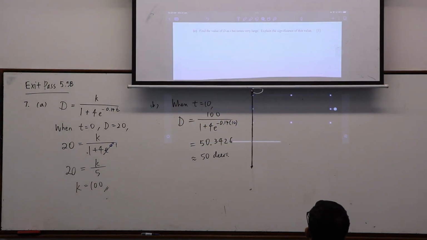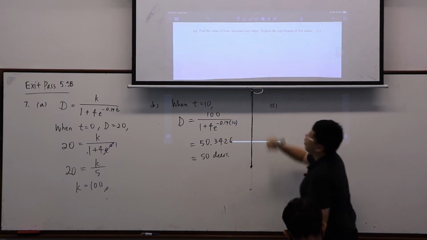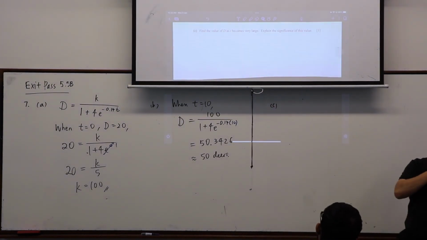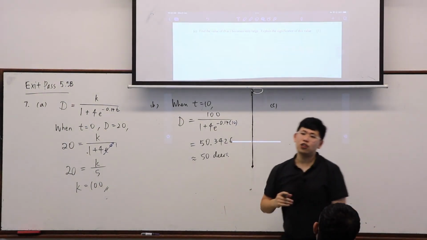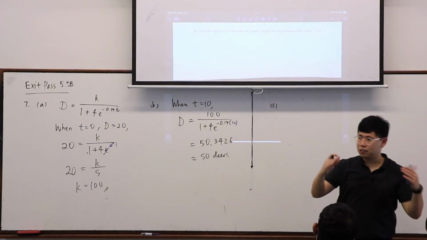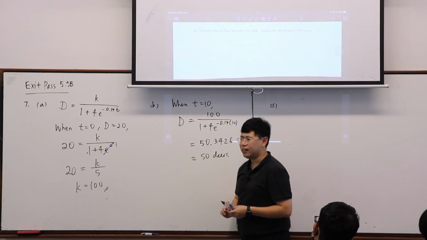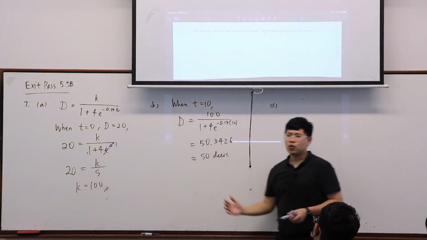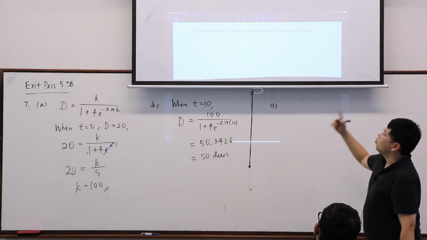Part C is the one that I want to talk about. Let's take a look at part C. Now find the value of D when t becomes very large. Meaning, as time passes by, what is the population of the deer? Does it decrease or increase? Technically it should increase, from 20 deer to 50 deer. So it should increase, but how does it increase? We need to see. So how do we do this?